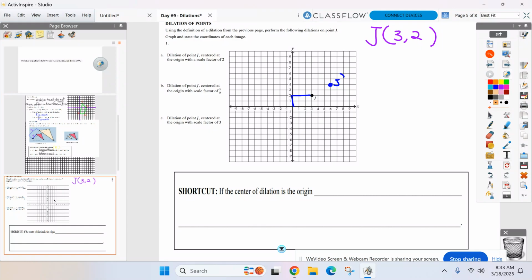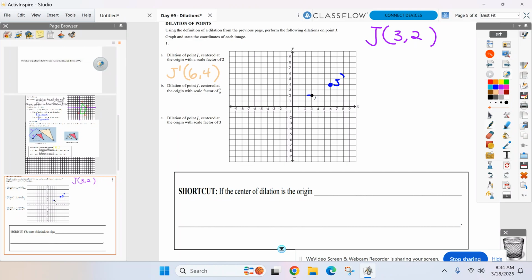So is everyone good? I went up 2 over 3, but whoa, I got to double that. So up 4 over 6, or I don't know if anybody did this, you just went up 2 over 3 again from J. That's fine. Does it say, it says graph and state. So yeah, we got to state what J prime is here. J prime is 6, 4.